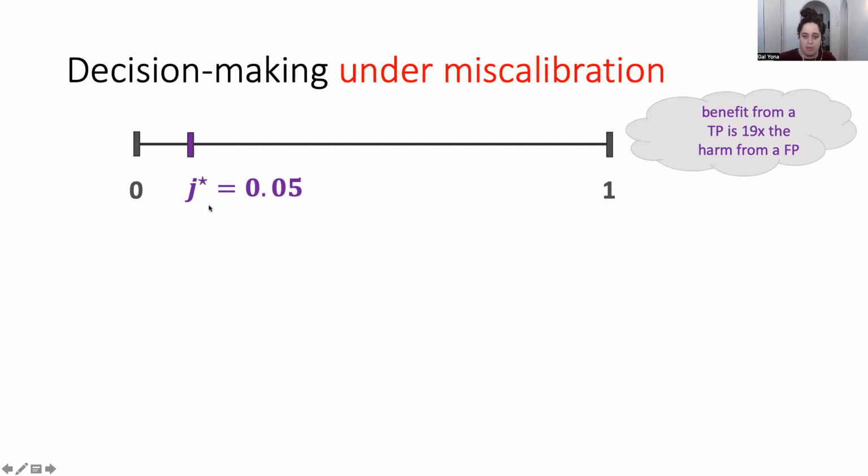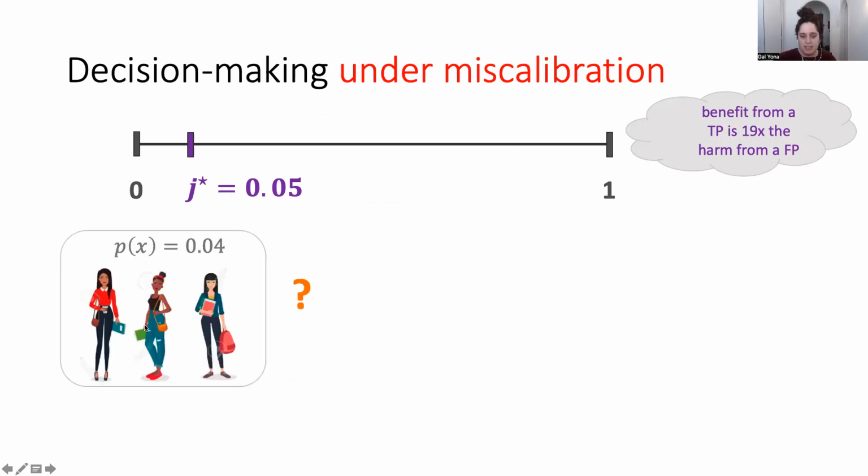So suppose that the therapeutic threshold here is 0.05. Intuitively, this means that I anticipate a much greater benefit from identifying true positives than having false positive predictions. And consider the subset of women who receive a prediction of 0.04. Should I treat these or should I not treat these? So if I knew that my predictor was perfectly calibrated on this subgroup, then I know that I should not treat them. But what happens under miscalibration?